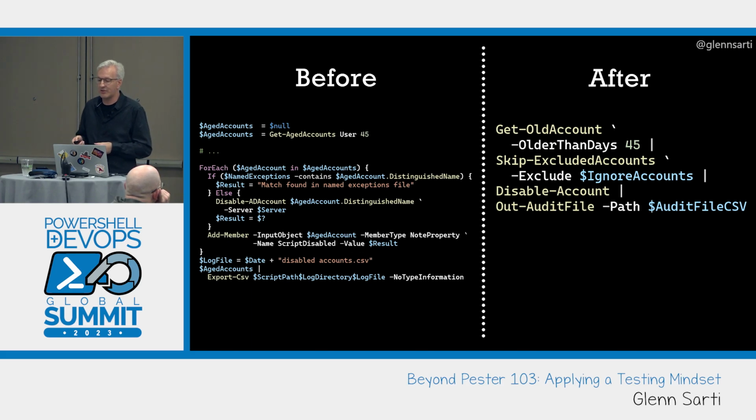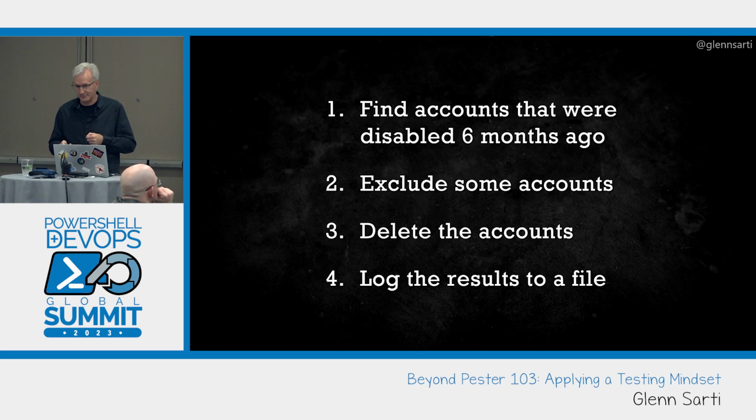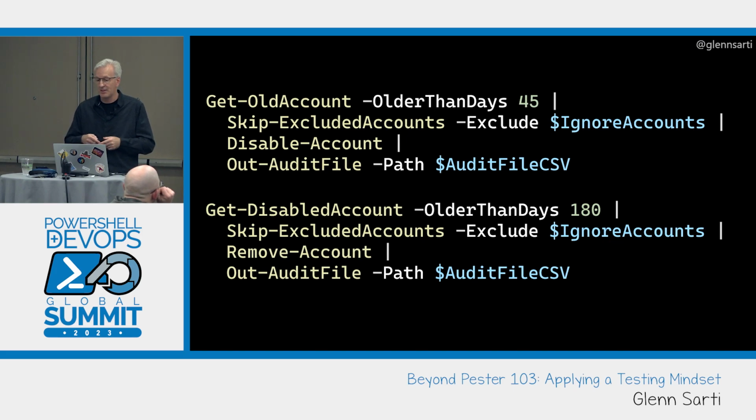So let's change and add code which removes all the old accounts. Process is the same. Find accounts disabled 6 months ago, exclude some accounts, delete the accounts, log the results to a file. Again, we can convert that directly into PowerShell. And there we go. And again, we can write the Pester test to prove the script does what it's supposed to do. So that's my first tip, which is the single responsibility principle. Break everything down into testable units, which then makes it easy to read and understand.